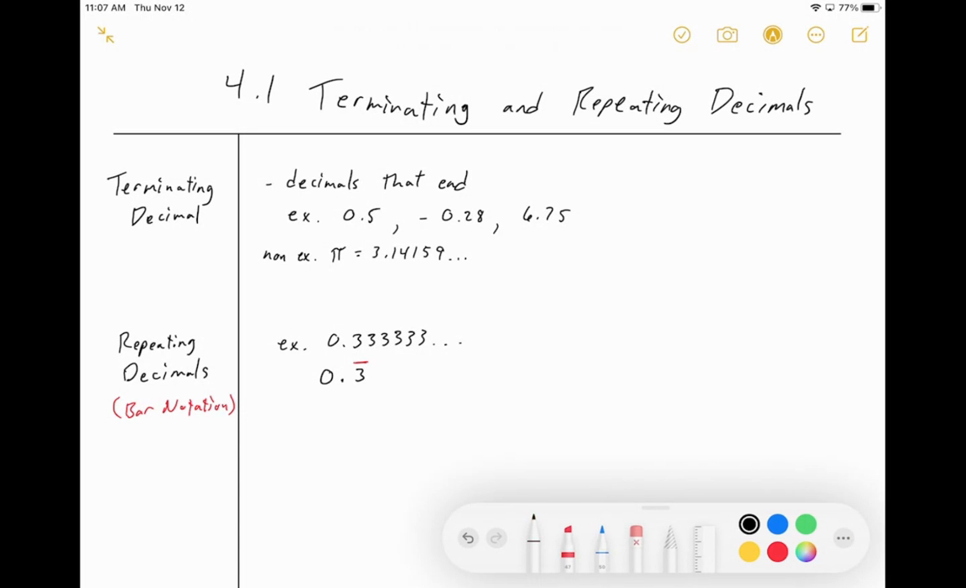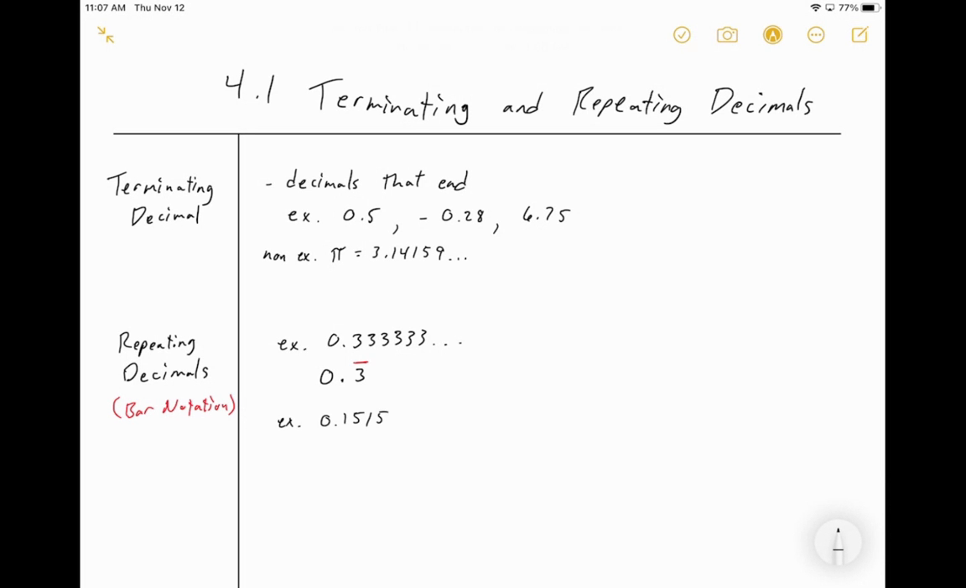Let's do another example of this. So like 0.151515, for example. If you have something like this, 0.15151515, so all you have to do is this. You say, okay, I know the 15 is repeating over and over again. I'm going to write this, 0.15 with bar notation. You see how that works? How the 15 is repeating over and over again?